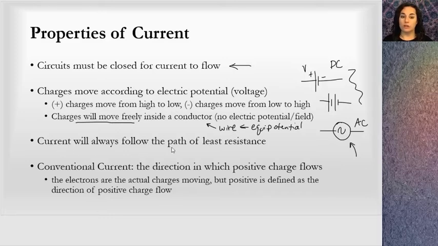Current will always follow the path of least resistance, so we'll see that in different applications when we add resistors, but also when we add different types of circuit elements, capacitors and inductors.